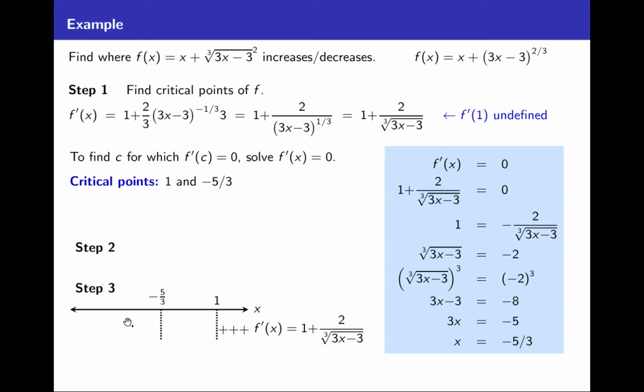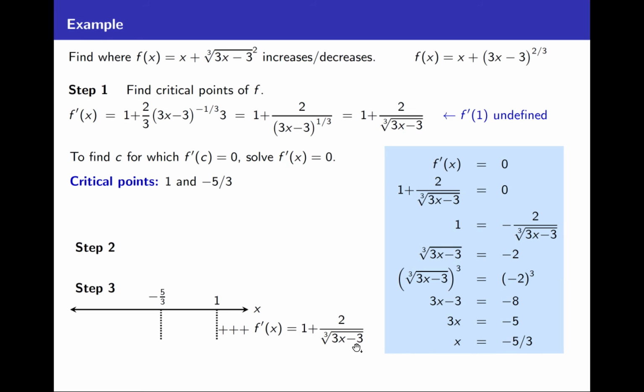Think of it this way. Take a value of x that's way over here on the negative side, a really big negative number, and look at f prime of that x. It's 1 plus 2 divided by the cube root of 3x minus 3. So the 3x minus 3 would be a really big negative number. You take its cube root, that's a big number, divided by 2.